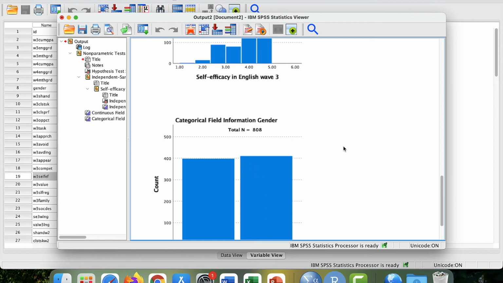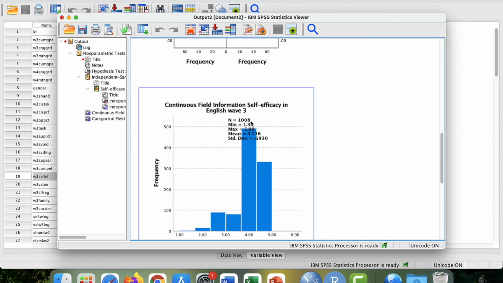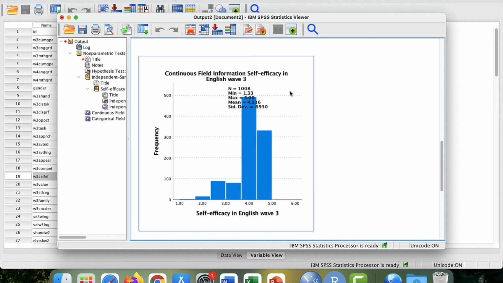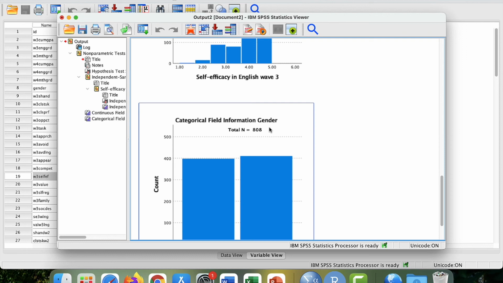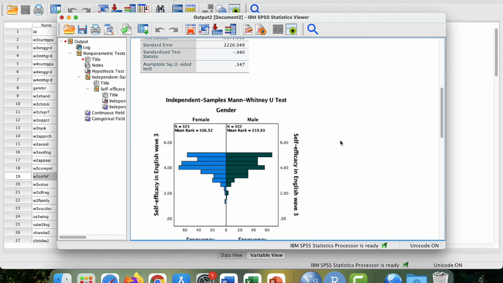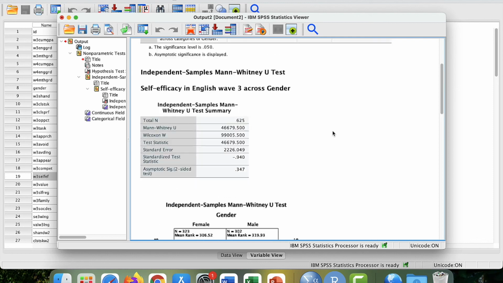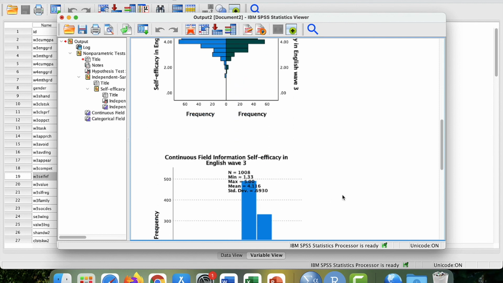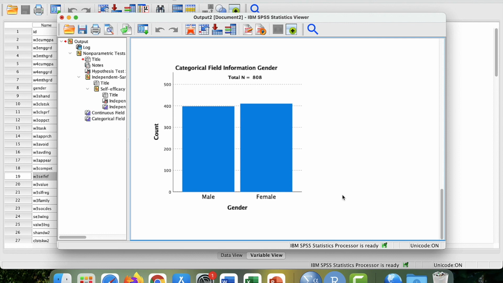And you can see in these statistics, we have an N here of 1,008, and we have an N here of 808. So we have 1,008 students that completed the self-efficacy scale, but we only had gender information for 808 students. And between the two, how many students did we have self-efficacy information on and gender? You can see that our total sample was 325. So there was some missing data on each of these variables.